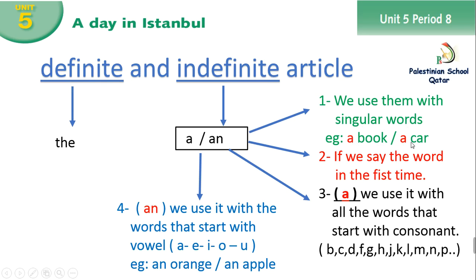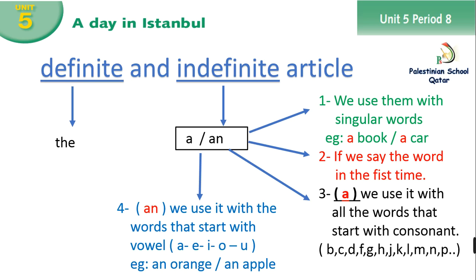Okay, so at first I will start, everybody, with a. So we use a and an in general with singular words. For example, I can say a book, I can say a car. Number two, the second use of a and an, the indefinite article. We can use it if we say a word for the first time and it is unknown to the listener.